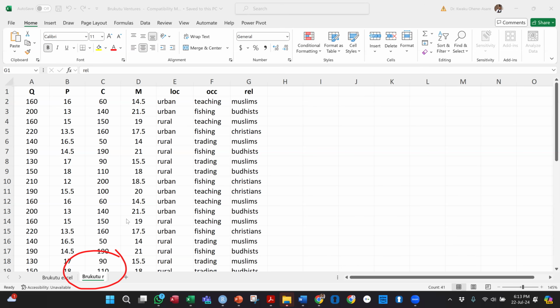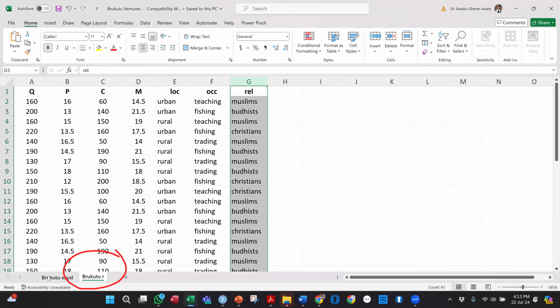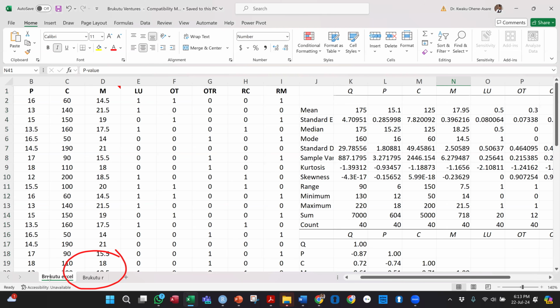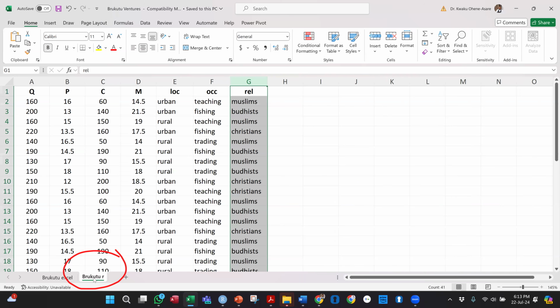So when you open your Excel, you rather have the Brukutu Excel open, this one. No, you have to go to the Brukutu R. That's the one you should have. All right, so that's the Excel.